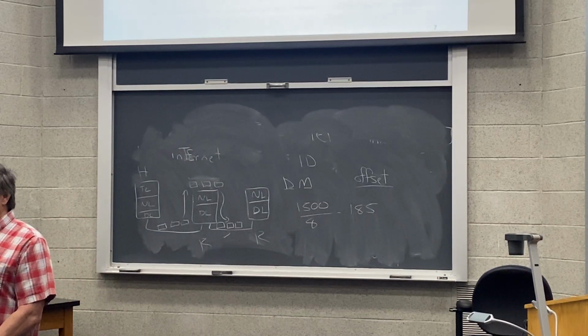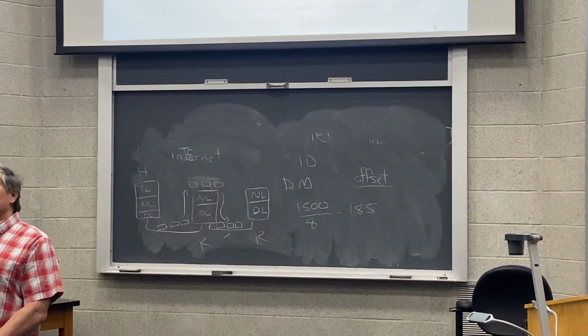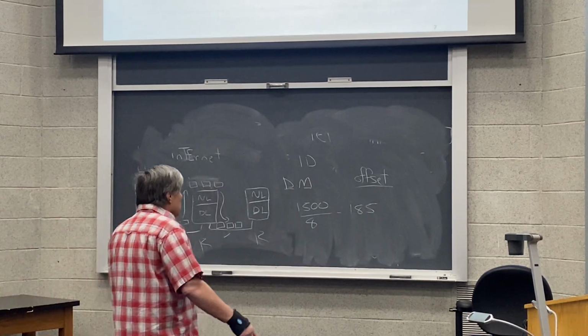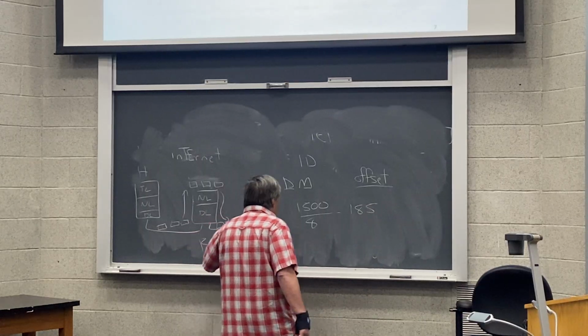When I did that 1500 divided by 8, I got 187.5. 1500 divided by 8, really? It was 1480 we used. Oh, the 20. Thank you, I forgot. Thank you, yep. Okay, my bad, you're right, thank you so much.